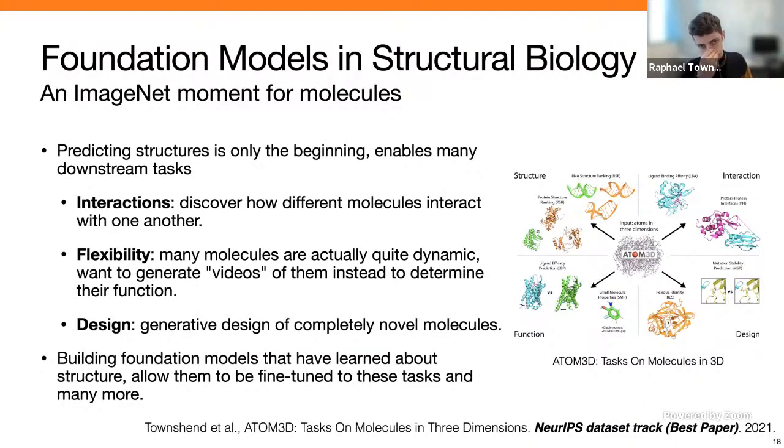And we really see this, pulling back on my computer vision roots for a second, as kind of an ImageNet moment for molecules at the end of the day, where being able to predict single structures is really only the beginning of what you can do with this kind of work. And there are a lot of very deep technical machine learning problems that really become enabled by this, including, for example, predicting interactions between molecules. How do these different molecules interact with one another, right? Which is really key. They don't exist in a vacuum. Really, how molecules work is they are all operating together to form the engine that is the cell.